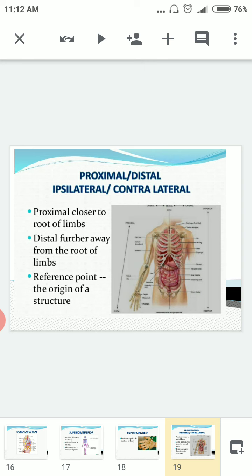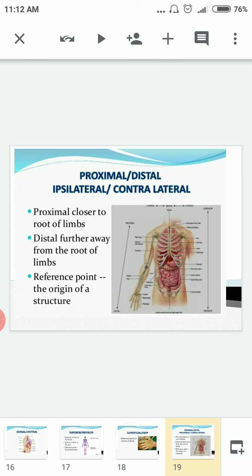Proximal: closer to the root of the limb. That means you have to have an origin. The origin point will tell you whether it is proximal or distal. Proximal is closer to the root. Have you seen a tree consisting of a root? That part we call proximal. Distal is further away from the root of the limb.